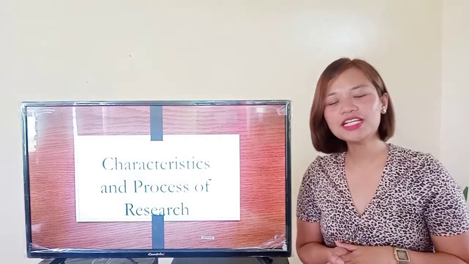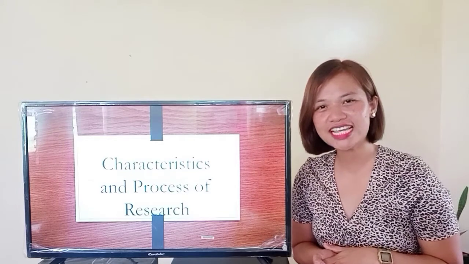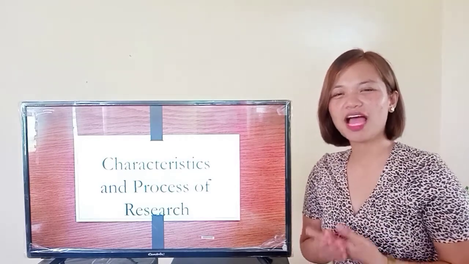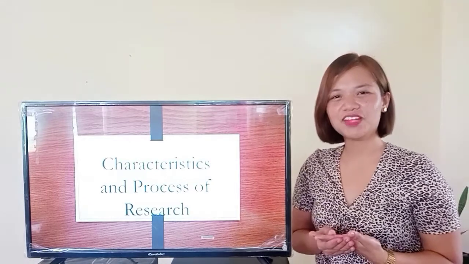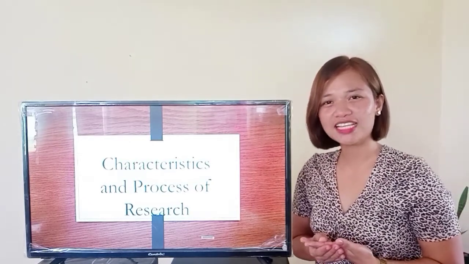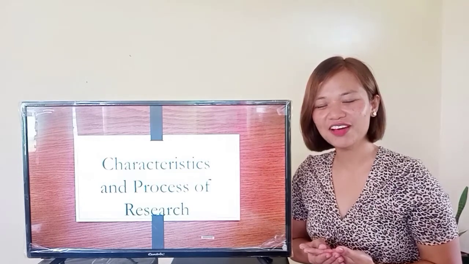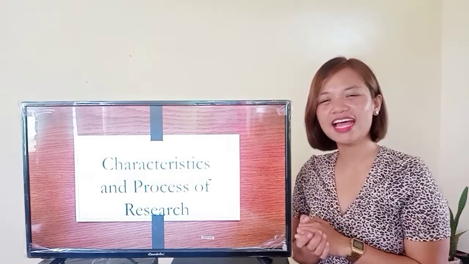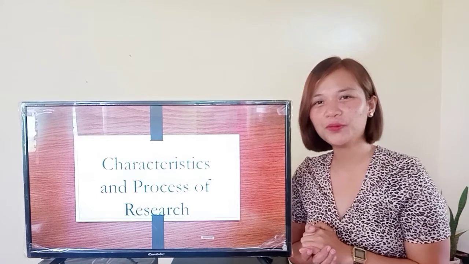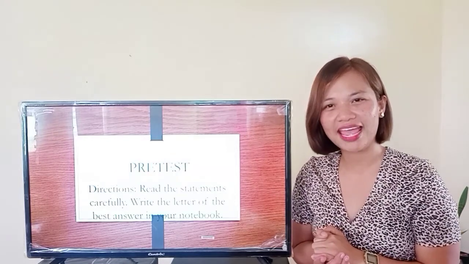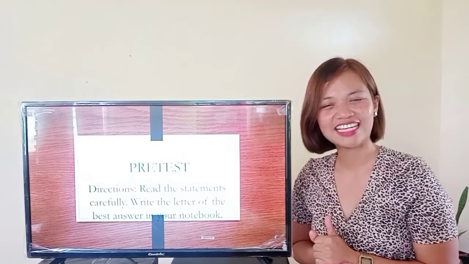Today, we're going to talk about the characteristics and process of research. Ano nga ba dapat yung mga characteristics ng isang research? Ano yung mga process na dapat nating sundin? Alright, let's find out. But before that, I want us to have a pre-test first. Please get your notebook and your pen and get ready for this.